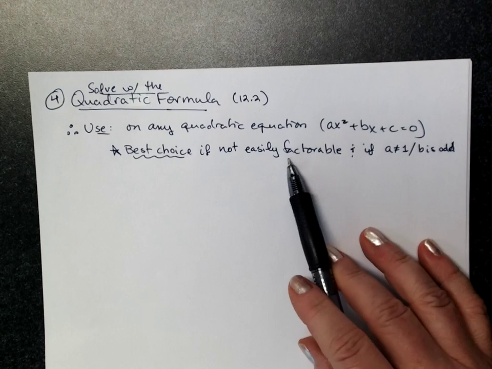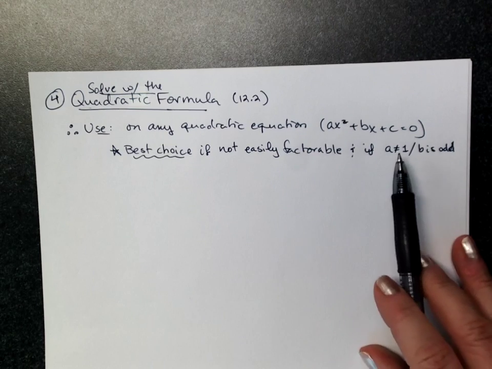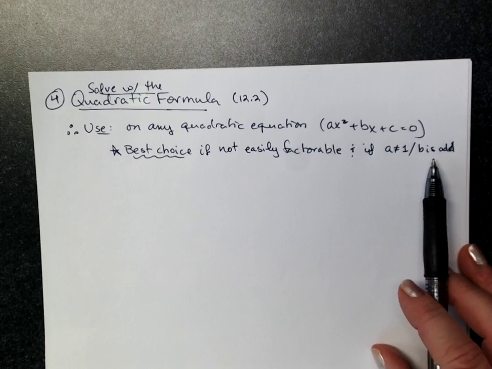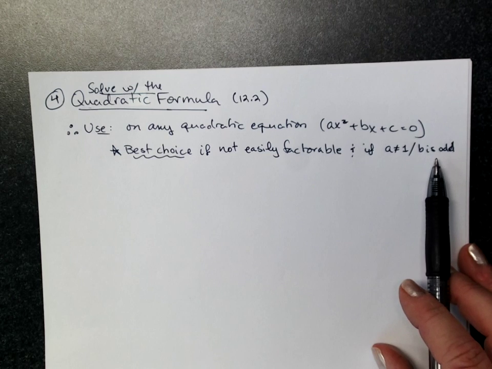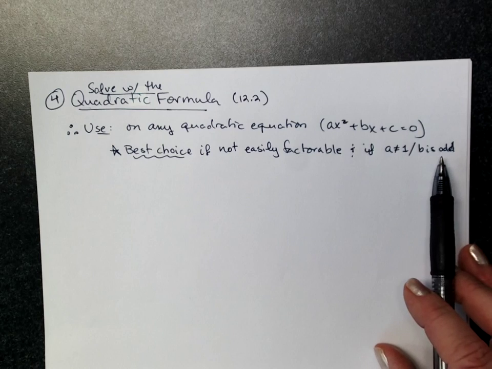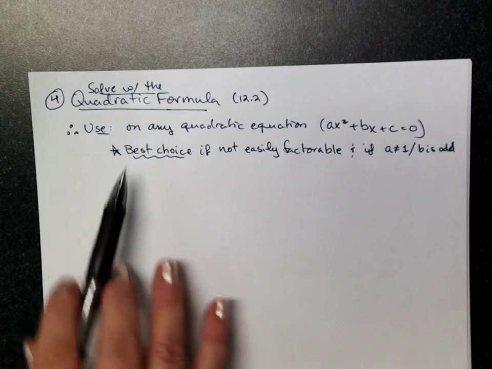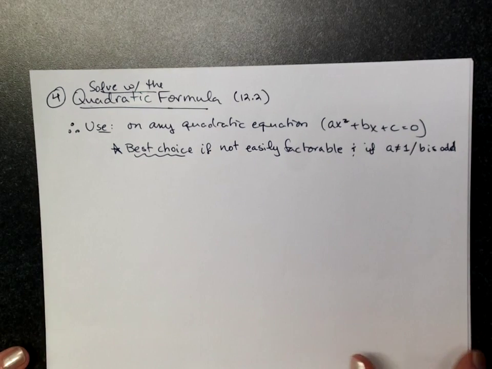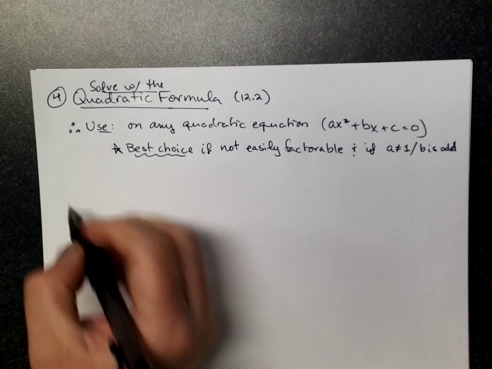So if it's easily factorable, factor it. If a is 1 and b is even, just complete the square. And of course, if it only has a quadratic and a constant, you have to use the square root property. So you can use it for anything, but it's best if you've got something that's going to be messy otherwise.